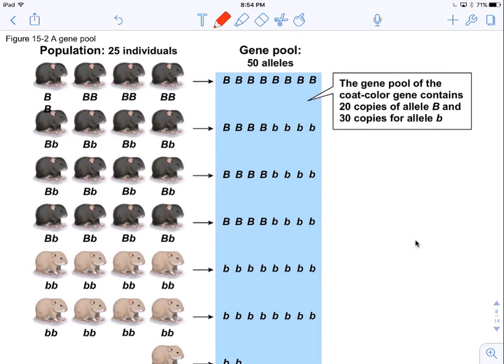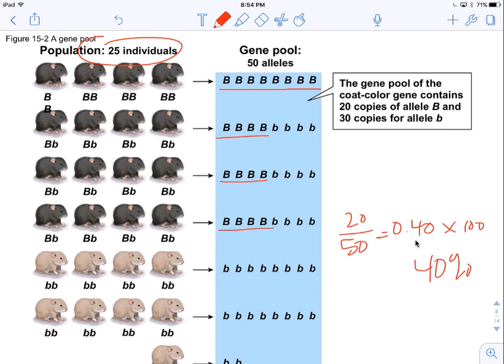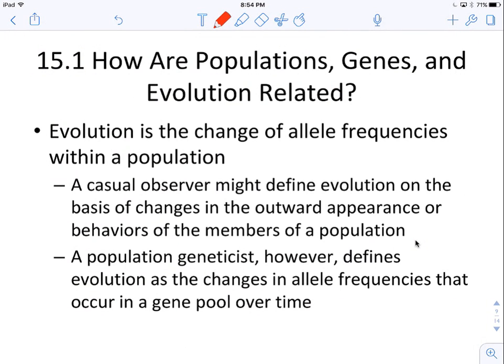And here's a nice picture. It shows you, again, here's my 25 individuals. If we look, there are 20 copies of the black coat allele of the available 50. And again, 20 divided by 50 gives us 0.4, times 100 is 40%. Perfect.